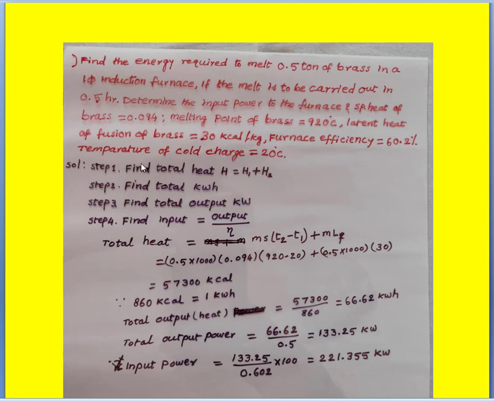So here we have four steps to solve this problem. First, calculate the total heat required, that is H is equal to H1 plus H2. Next, calculate the energy required in kilowatt hours. Then the third step is to find the total output in kilowatt hours. Next, find the input. So input is nothing but output by efficiency.